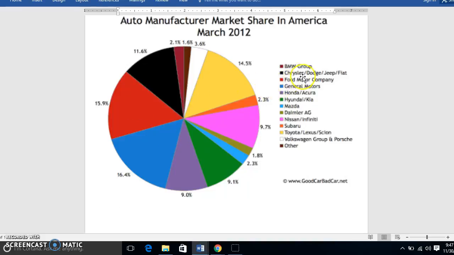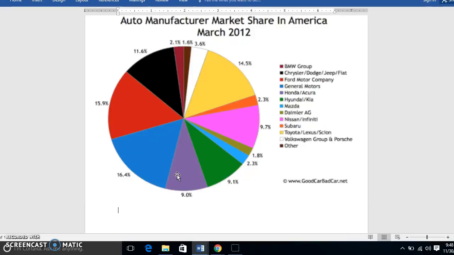15.9% is Ford Motor Company, and Toyota owns 14.5%. That's Toyota, Lexus, and Scion. You can see Chrysler is up there as well, and then this pink one is Nissan and Infiniti. So as you can see from this example, a market share often is done in a pie shape, which is what you're going to be completing by your guesstimate at the end of the class today.